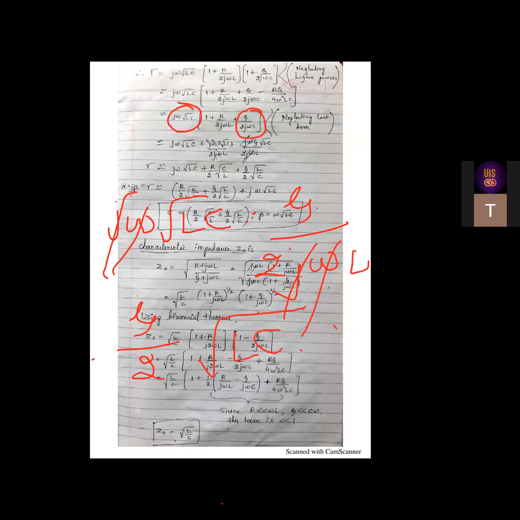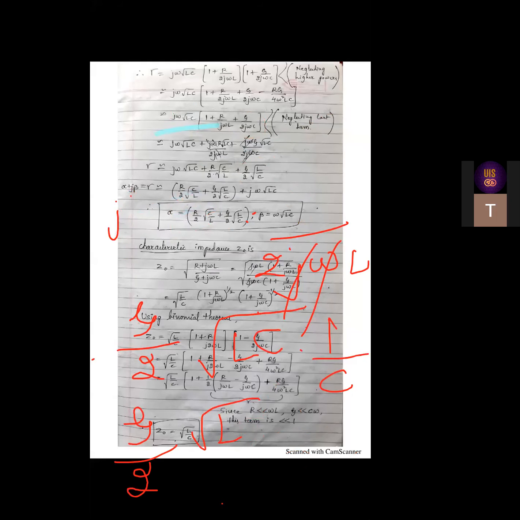Similar to the earlier calculation, you can do this also. Root LC as it is. You can write C as root C into root C. One root C gets cancelled. You will be left with G by 2 root of L by C. Same thing we have got here, right? So this is how we get three terms for gamma.